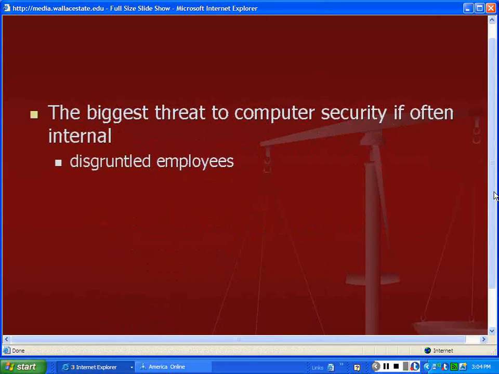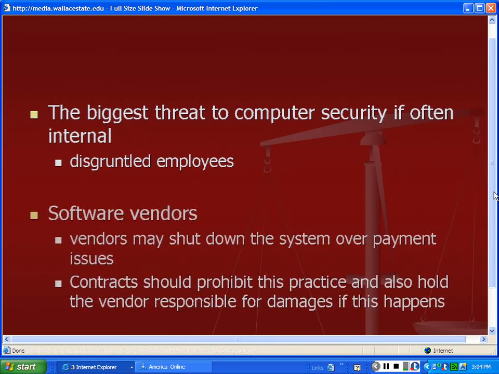Now, the biggest threat to computer security is often internal. If you have disgruntled employees, that's why it's so important, if anybody's ever let go, that immediately beforehand the password to the computer system is changed. But also things you wouldn't even suspect.